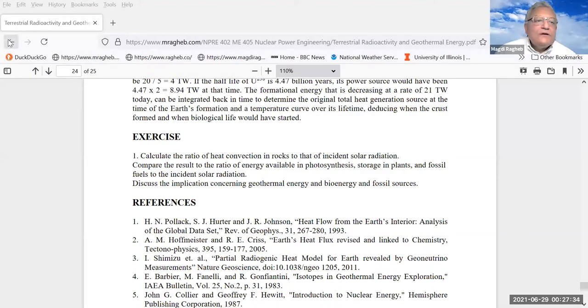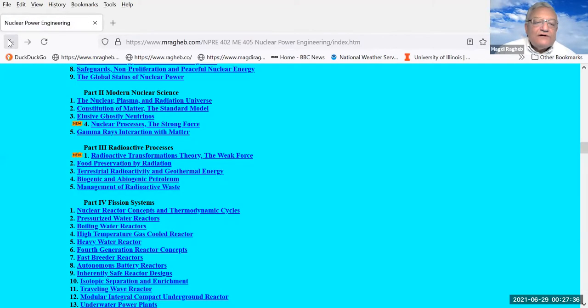Let's go to our next chapter. The next chapter that I would like to cover today has to do with the detection of radiation, and we emphasize the detection of gamma rays with matter. So let us try to find the chapter on the detection of gamma rays. Somebody can help me identify where it is.